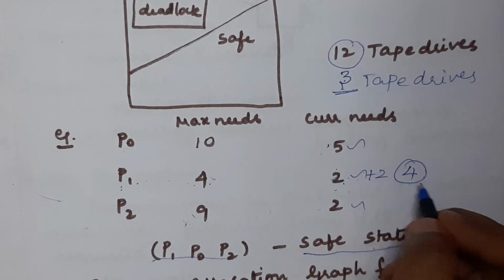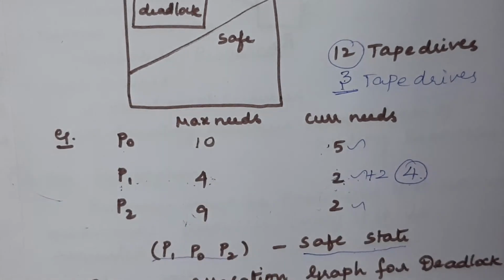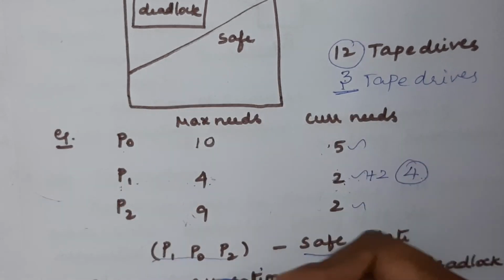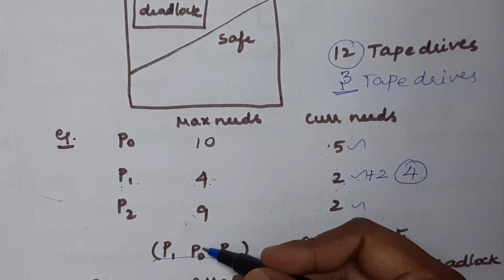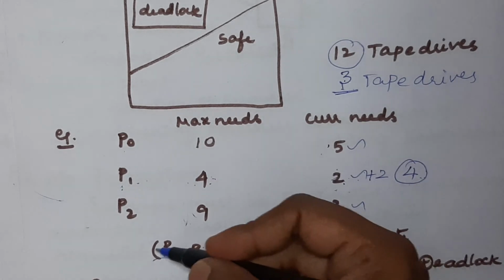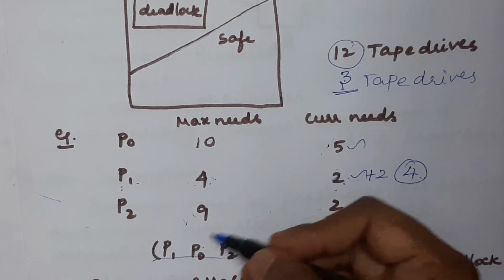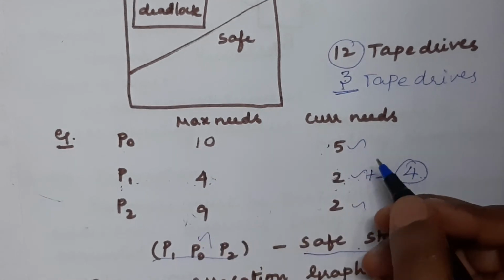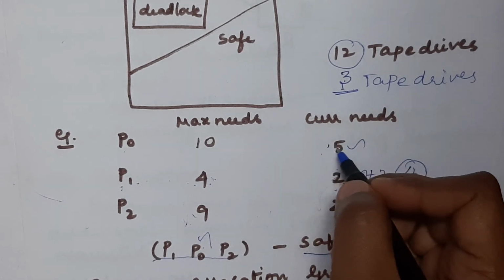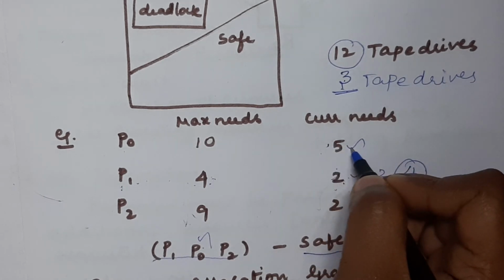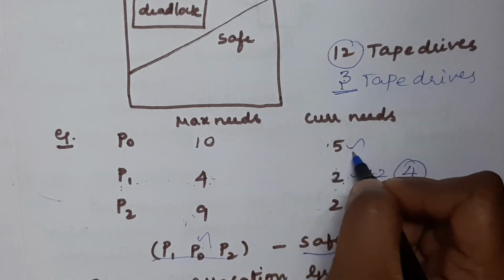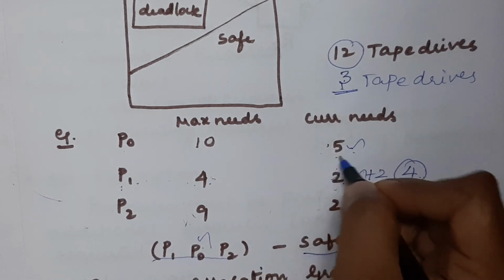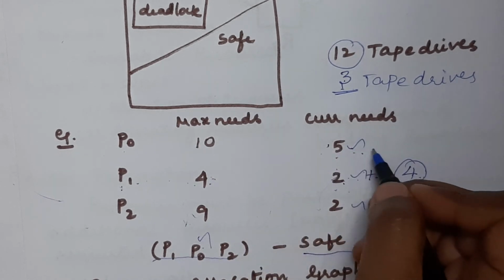So here it is 4, so 4 number of resources has been released. Now what is the second process which we have to execute, that is P0. So in the same order if you execute, we can say that safe state will occur. So P0 is the second process. If you check it with the remaining number of resources for that process, it is 5, because we have already allocated 5.